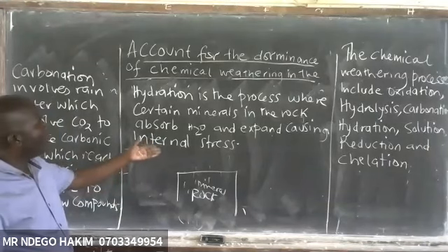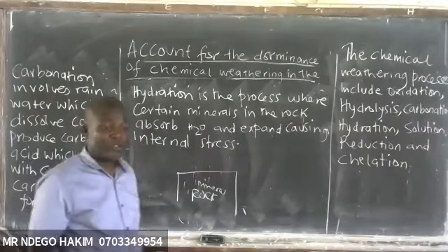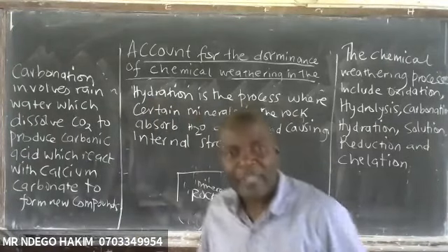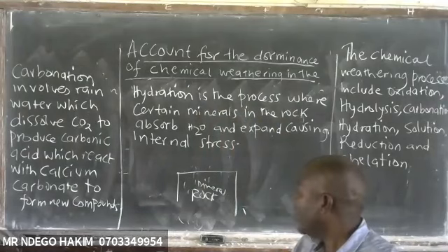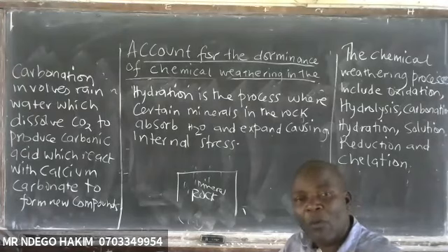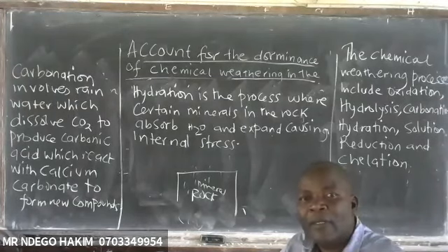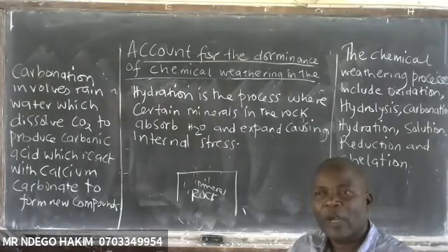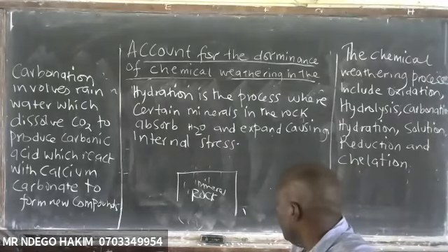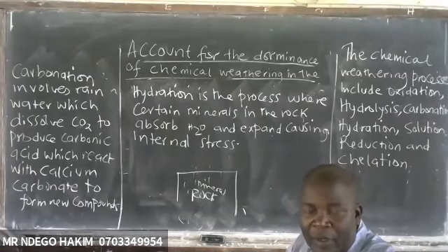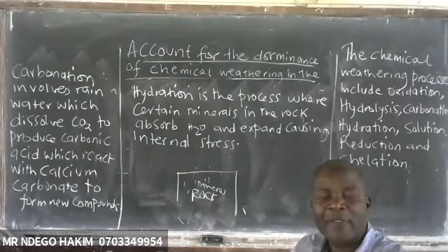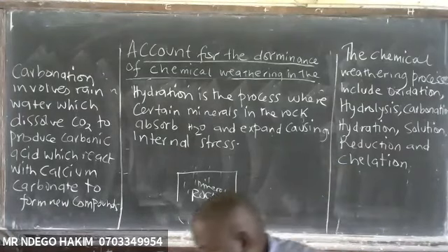Certain minerals in the rock absorb water and expand. So these minerals, after absorbing water, expand, and this causes internal stress in the rock. And when it causes internal stress, there is no great chemical change in the nature of the rock, but the rock bonds are weakened. So the hydration process involves addition of water in the rock, causing internal stress and leading to expansion of the rock, resulting in weakening of the rock bonds. That is the hydration process.